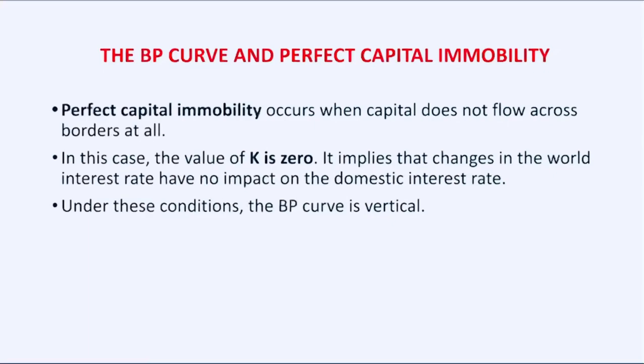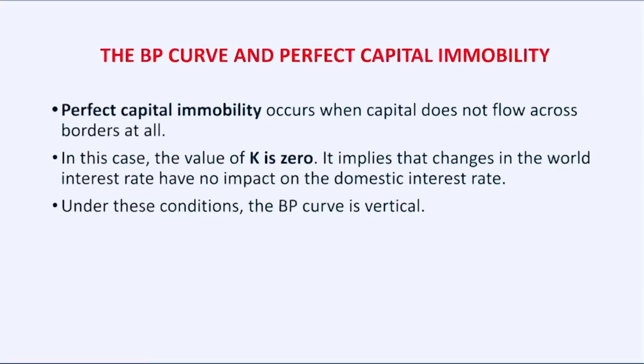Finally, for this section in this video, we have the BP curve and perfect capital immobility. Perfect capital immobility is different from capital mobility. Capital does not flow at all. It does not move. That's what we mean by perfect. There is complete restriction on the flow of capital from one geographical location to another.